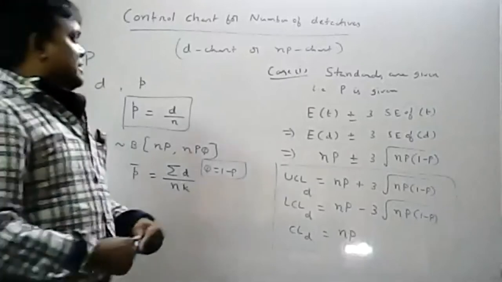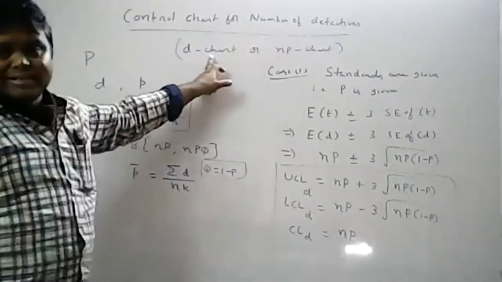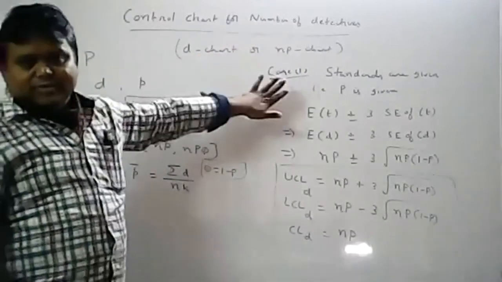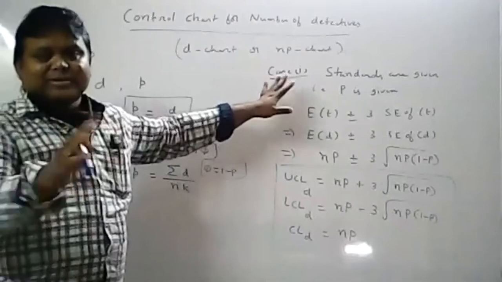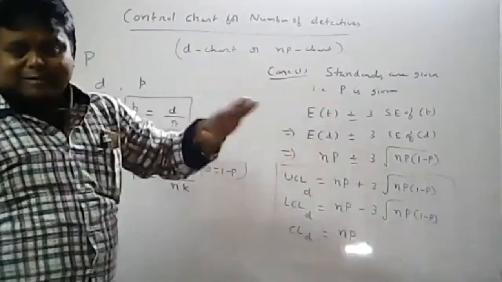So today we will discuss control chart for number of defectives. Number of defectives is also known as D chart or NP chart. This procedure is only for fixed n. First I will tell you fixed n. You know the difference between fixed and varying n. In place of n, if we substitute ni, then automatically we will get varying n procedure.